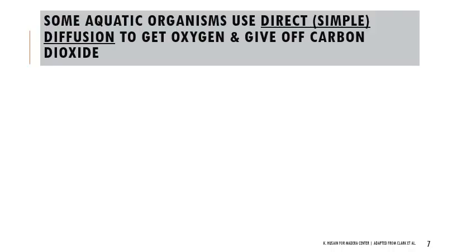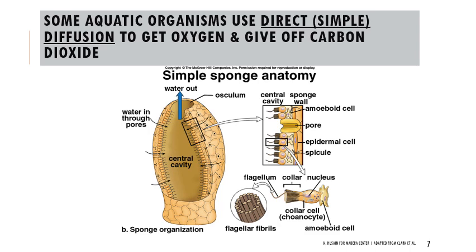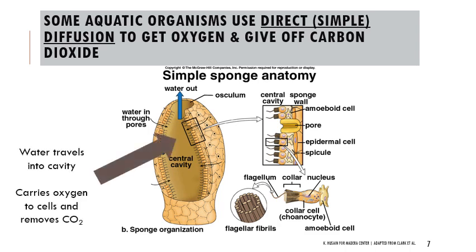So that's what's going on with a sponge. Aquatic organisms use direct or simple diffusion to get oxygen and give away carbon dioxide. It's a passive process. It's just happening with the flow of water. So here we have a central cavity. Water travels into that cavity, bringing in oxygen. It removes carbon dioxide that's produced as a waste product from cellular respiration. We'll talk about that later in the semester. And so it's having this respiratory gas exchange taking place.